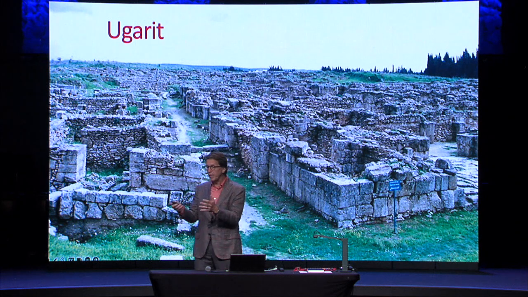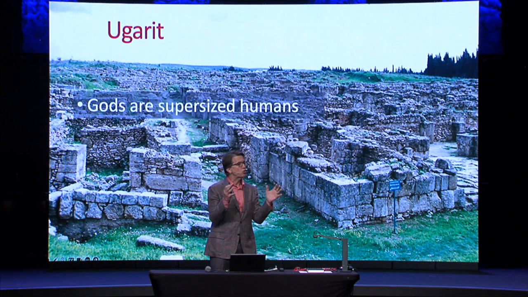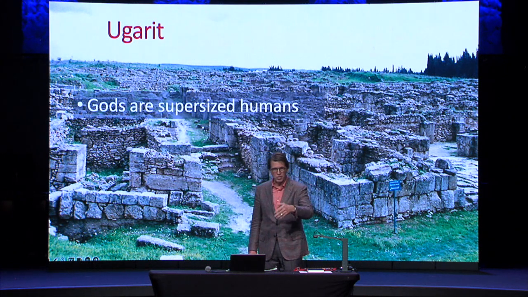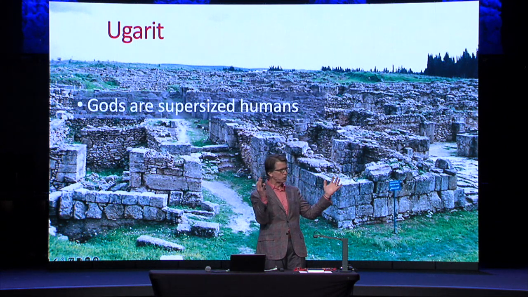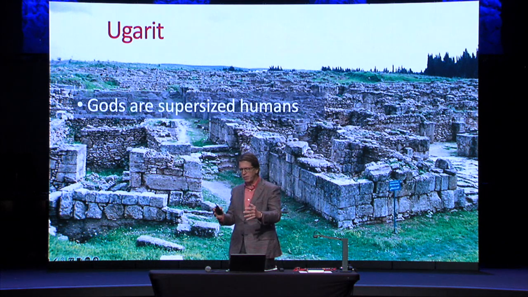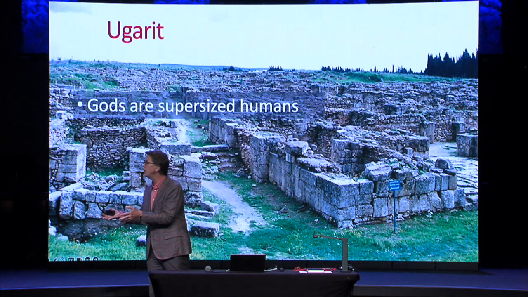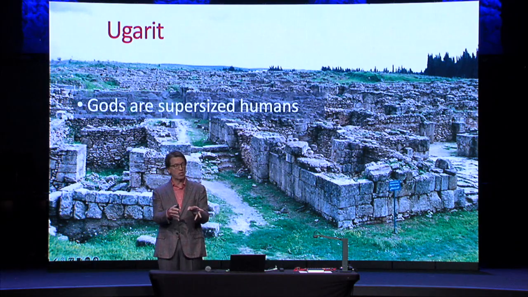But Ugarit, like the other civilizations, thought that gods were basically supersized humans. Take a human being with all of their pluses and all of their minuses and make them supersized. Like driving through McDonald's, supersize me. And you supersize a human being and you got a god. But that means that the god has supersized good and supersized bad. Because they're just like us, just bigger. They just tend to live longer. They just tend to do things more grandiose.